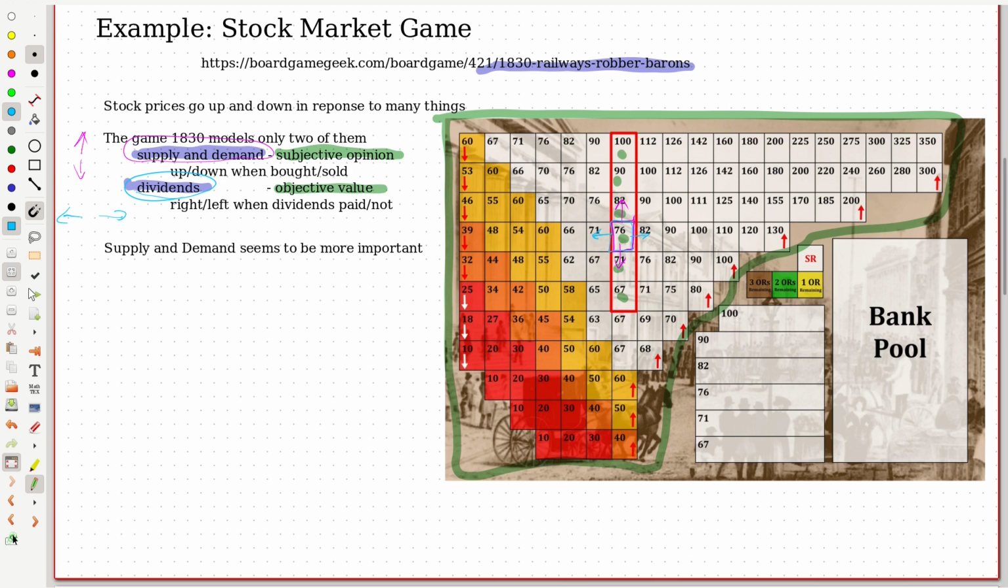Now, this is maybe not a great example of the differences between dividends and supply and demand, because in this case both things have the exact same effect on the stock price, right? Paying dividends raised the price to 82, just as buying the stock did, and not paying dividends lowered the price to 71, just as selling the stock did.